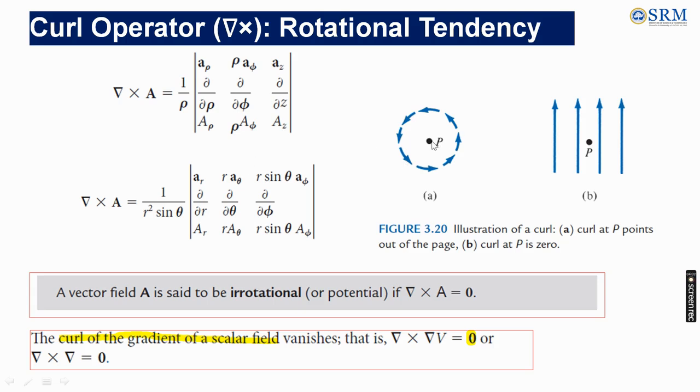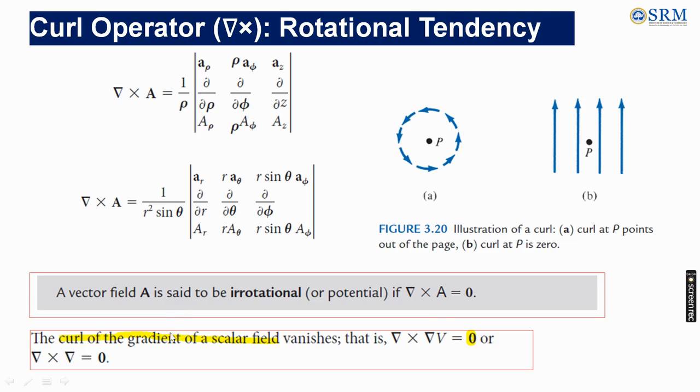So consider this point. The curl at point P has some rotational property, so it is rotating. Whereas here the vector field is moving across. There is no rotational property, so the curl at this point is 0. When will the curl of a vector be 0? When my vector field is irrotational, it doesn't have a rotational property, which means the curl will be 0.